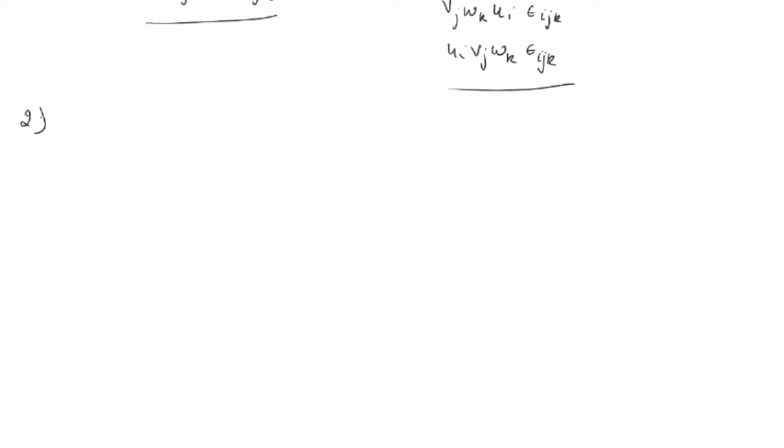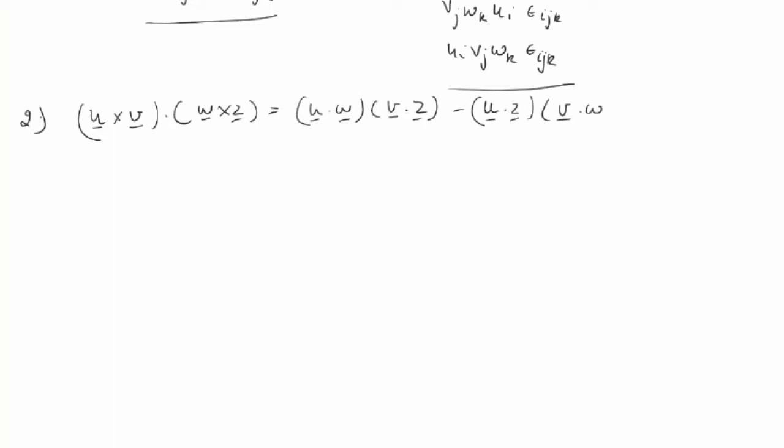The second question is that we need to prove u cross v dotted with w cross z is equal to u dot w times v dot z minus u dot z times v dot w. Now we know that u cross v gives us a vector, w cross z will also give us a vector, and their dot product together will give us a scalar quantity, and therefore everything on the right hand side is also scalar. So I will now start with the left hand side again.